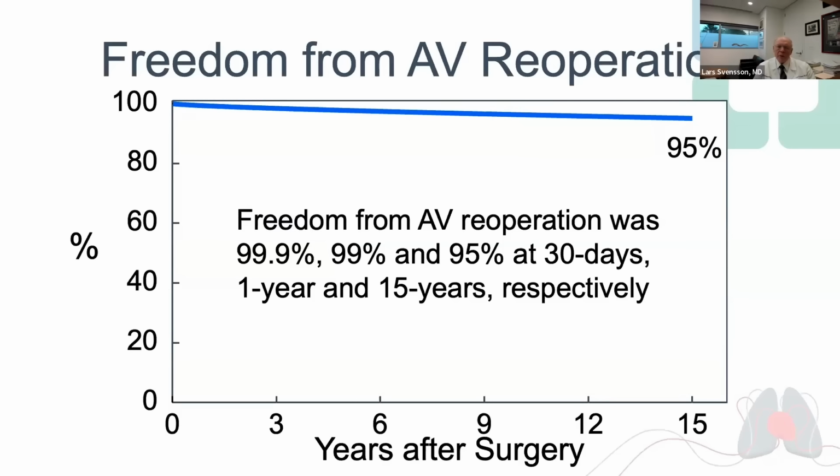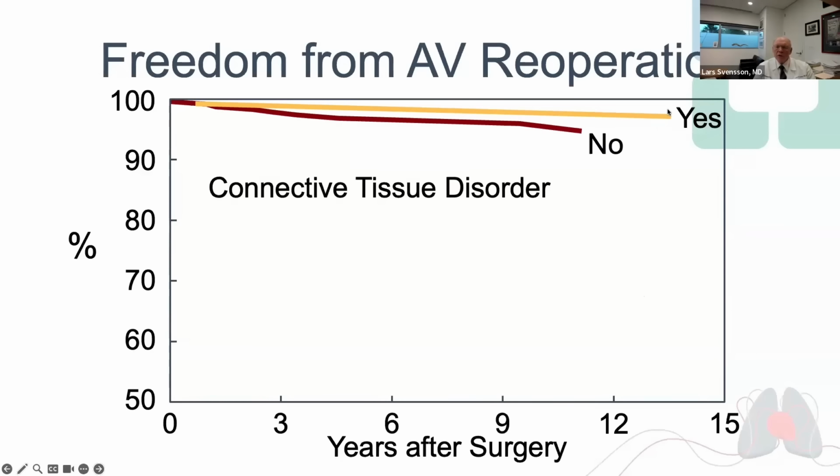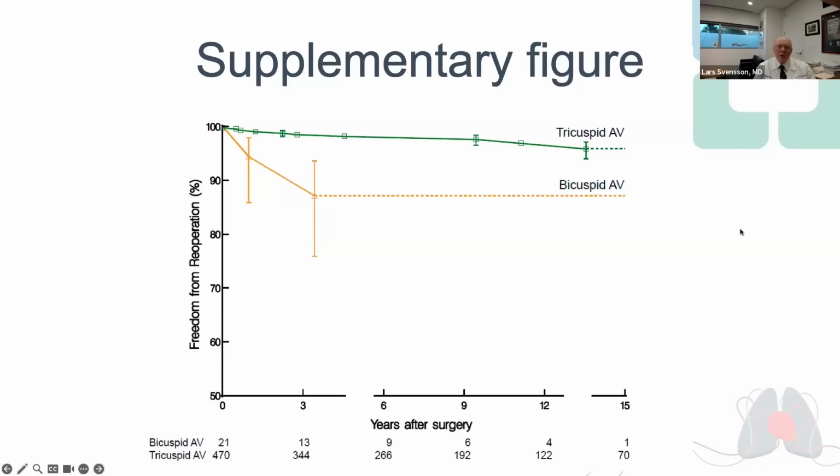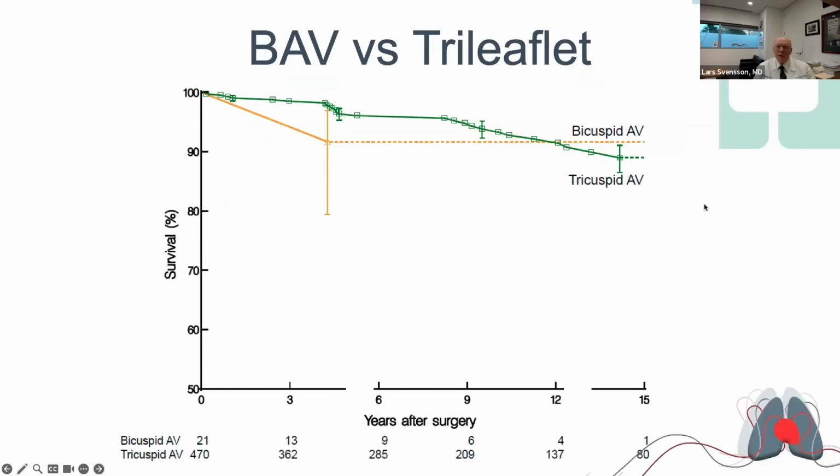What about freedom from reoperation overall? In my series, 95% freedom from reoperation at 15 years, and connective tissue disorders, slightly better results than the non-connective, but that's probably influenced a bit by bicuspid valves in that series. So here's the bicuspid valves. No significant difference in outcomes with reimplantation in patients with either tricuspid or bicuspid valves.